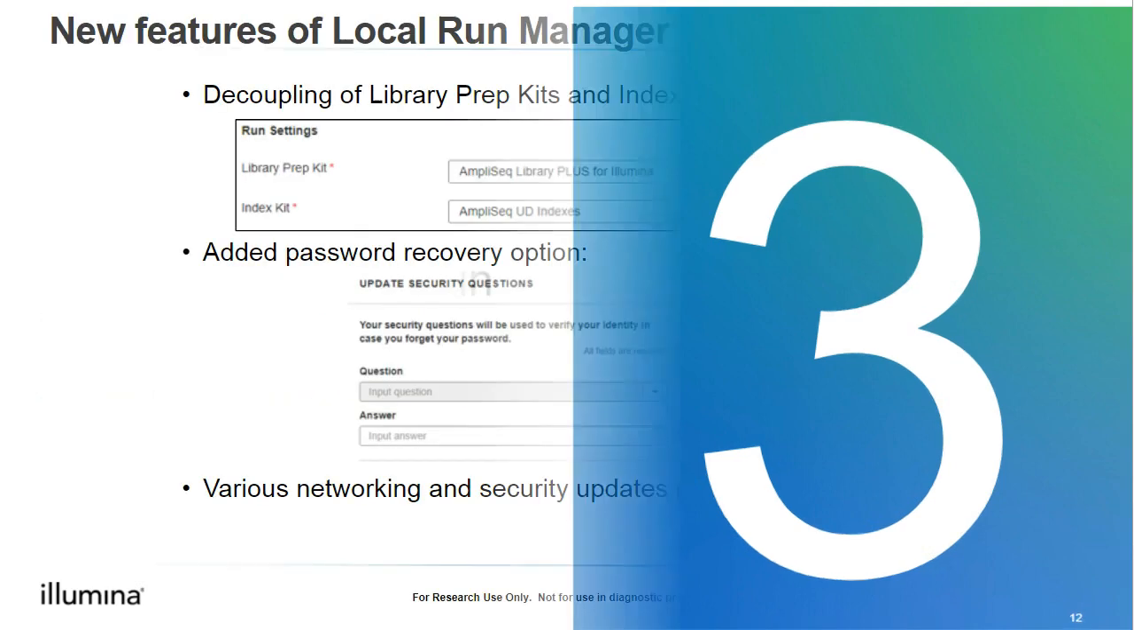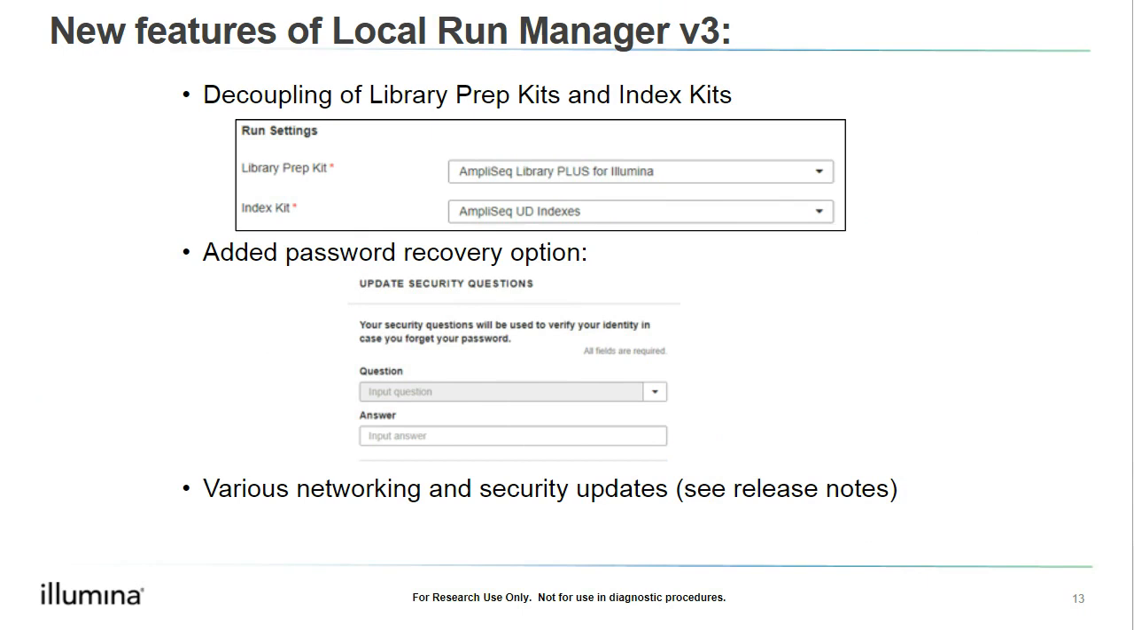So there are new versions of Local Run Manager, new features in Local Run Manager version 3. The first thing you'll notice is the decoupling of the library prep kits and index kits. In previous versions, you'll have a single drop-down for selecting the kit that contains both the library information and the index information. If you've used other software of ours, such as Illumina Experiment Manager or Instrument Run Setup in BaseSpace for the NextSeq 1K, 2K, you'll notice that there's two selections.